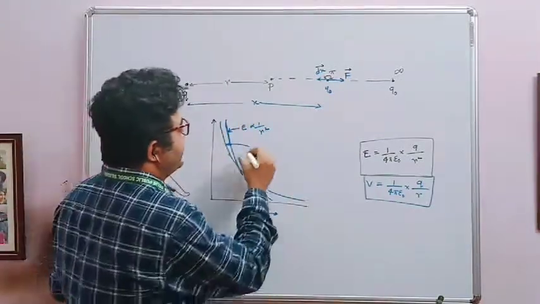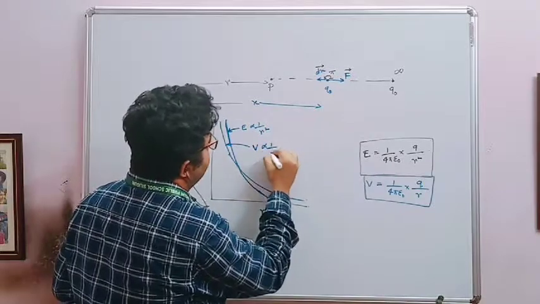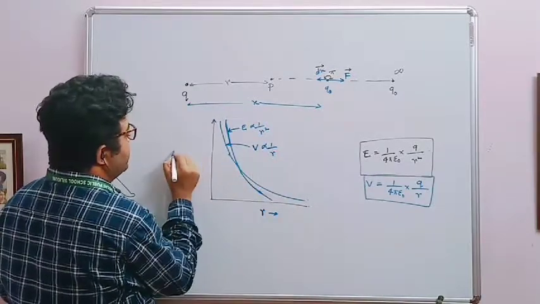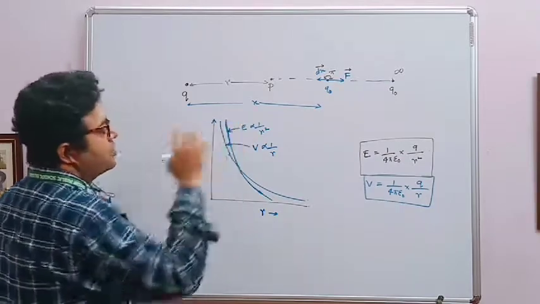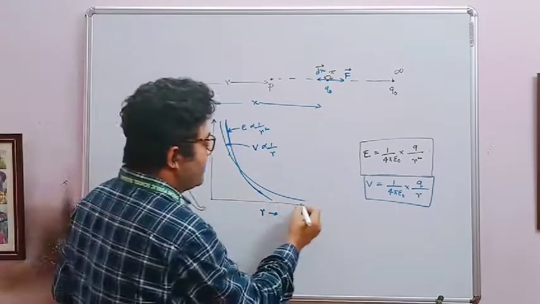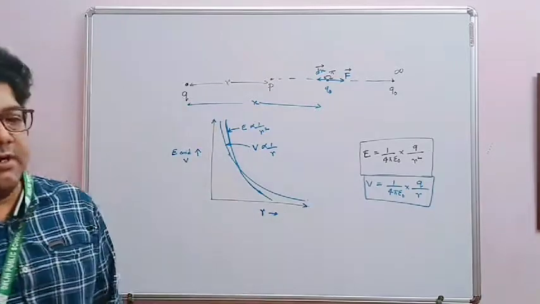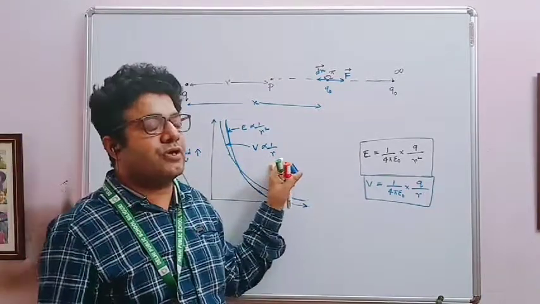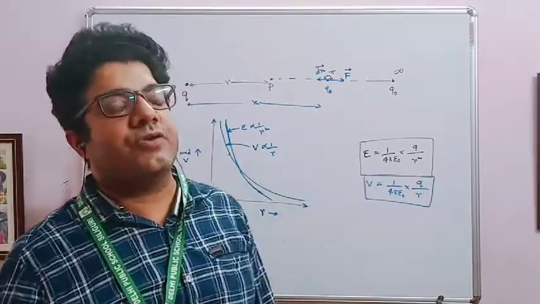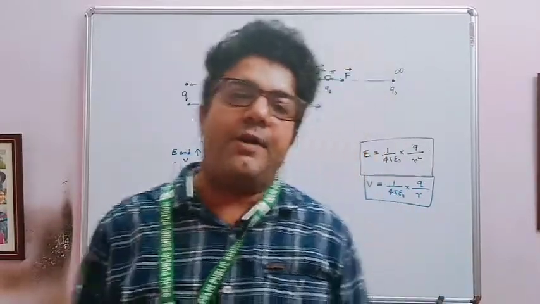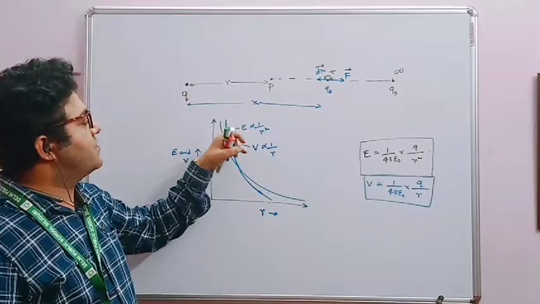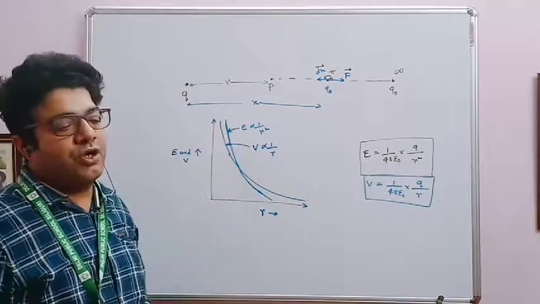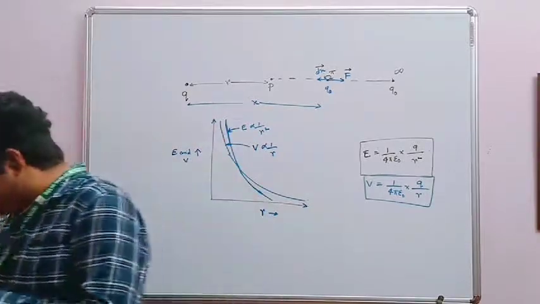So this one is V, which is inversely proportional to R. This one is E and V. We write both because we plot both. So if we compare for the same parameter, as potential is inversely proportional to R and electric field is inversely proportional to R square, both are hyperbolic in shape, but in terms of slope, you can understand this one has a higher slope and this one has a lower slope. Now the next important part.